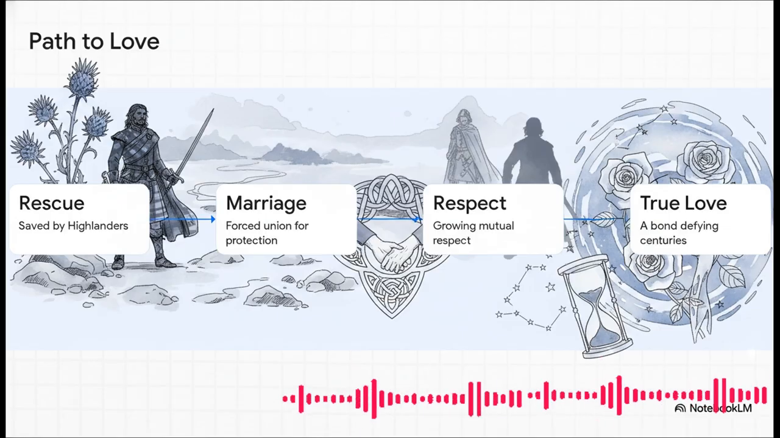For step 3, what starts out as pure survival mode blossoms into this incredible mutual respect. He sees her as a total equal, and she sees his gentle strength. And that ultimately brings us to step 4, a passionate, truly timeless love that completely defies the centuries separating them.